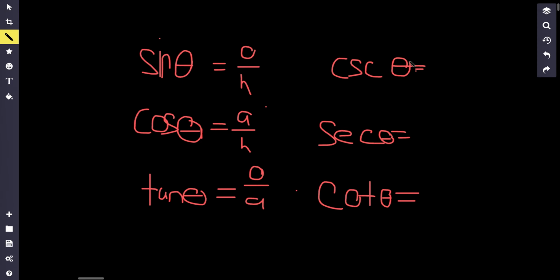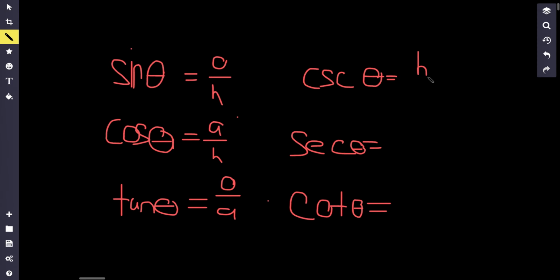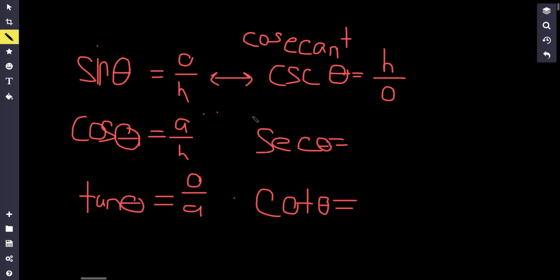Now cosecant of theta is equal to hypotenuse over the opposite side. So it is the reciprocal function of sine. So sine is spelled like this, and cosecant is spelled like this. All right. So sine and cosecant, they are the reciprocal trig functions of each other.